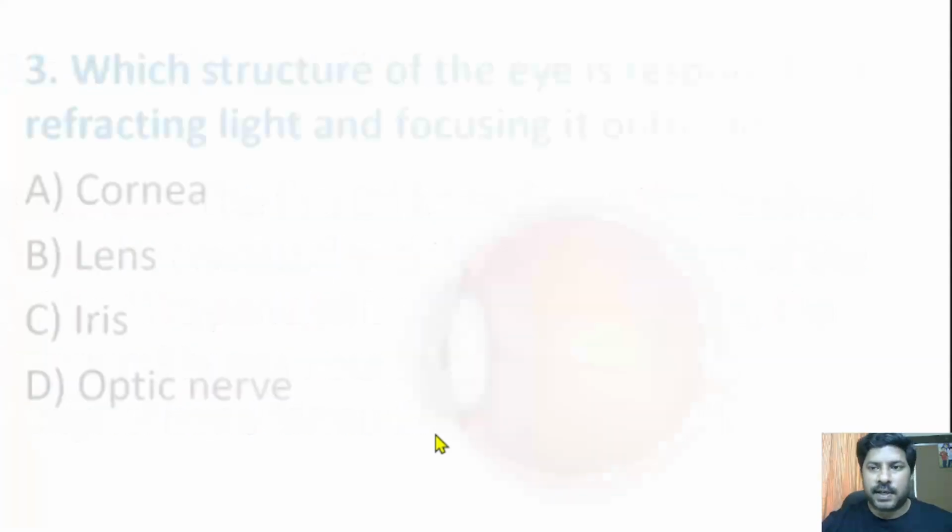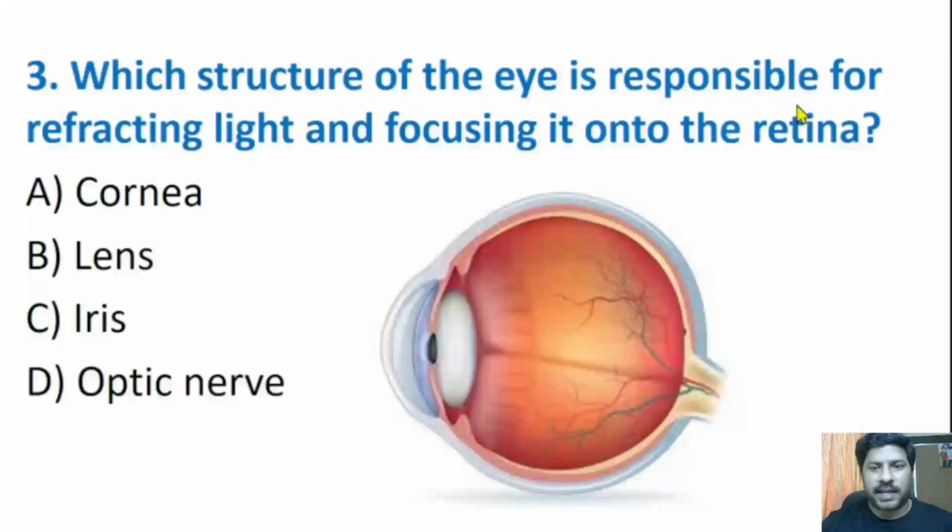Third question: which structure of the eye is responsible for refracting light and focusing it onto the retina? So which part of the eye refracts light and focuses it onto the retina? Retina will be on the backside. Cornea, lens, iris, optic nerve. So here the correct answer is option B, lens.